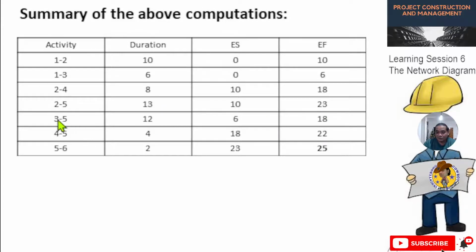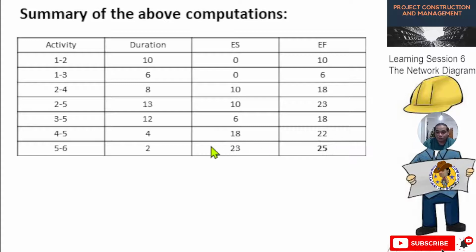Okay, next is 3 to 5. The duration is 12. Then the ES is 6 because it follows node 3. So 12 plus 6 is 18. Then 4 to 5. The duration of this activity is 4. Then the ES, or earliest start, for this one is now 18 because it follows 2 to 4. Then 4 plus 18 is 22.